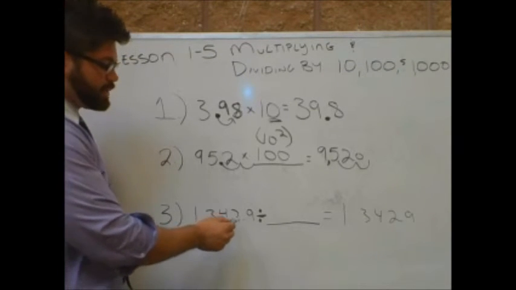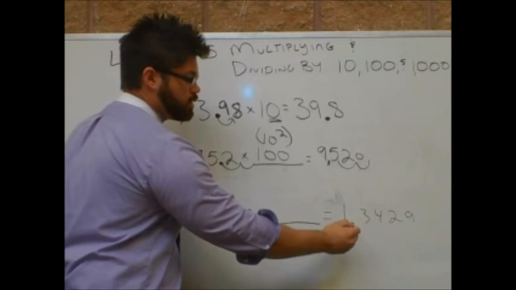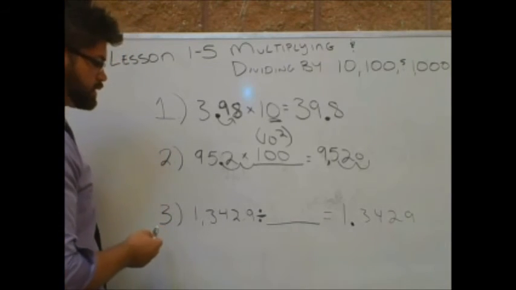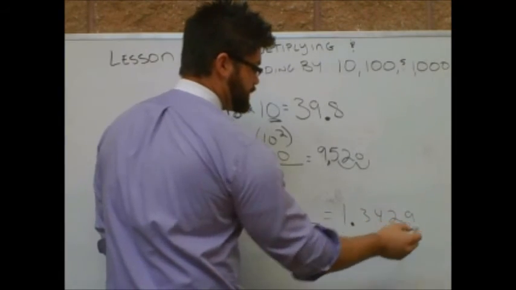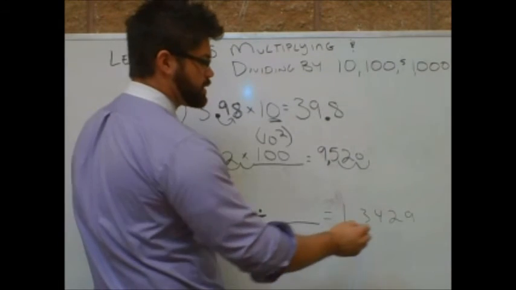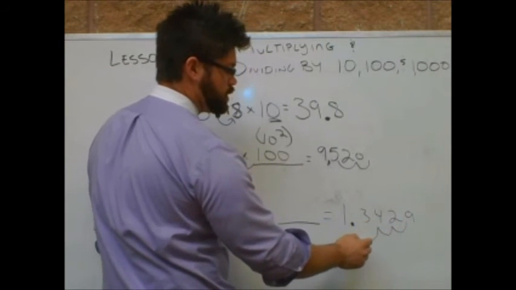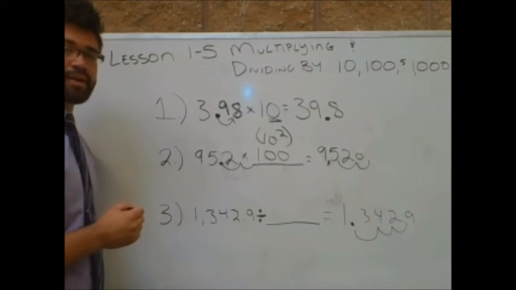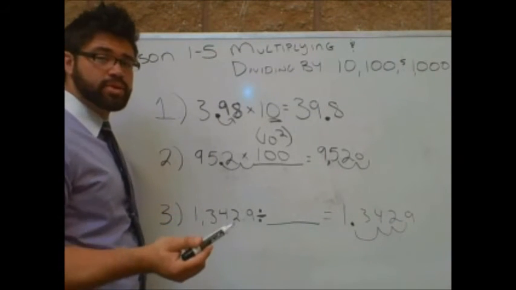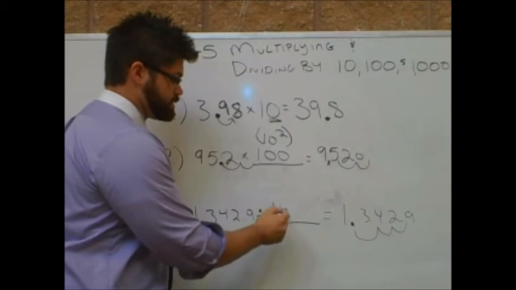I have 1,342.9, but I need to get to 1.3429. Here's what I'm going to do to make it easier on myself. If I have this pretend decimal here, I'm just going to put a little itty bitty dot. You can do the same. And now I'm going to be going 1, 2, 3 to get to my final answer. Well, I have 3 place values that I moved. So that means my answer is going to have 3 zeros in it.